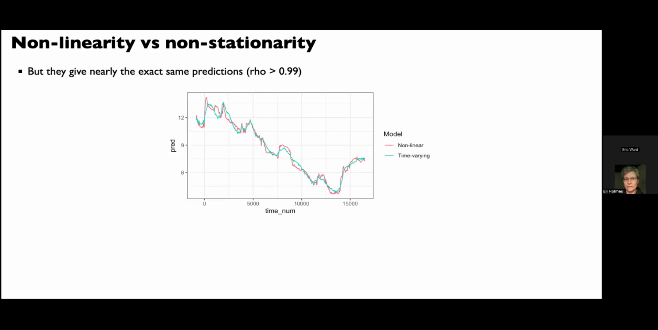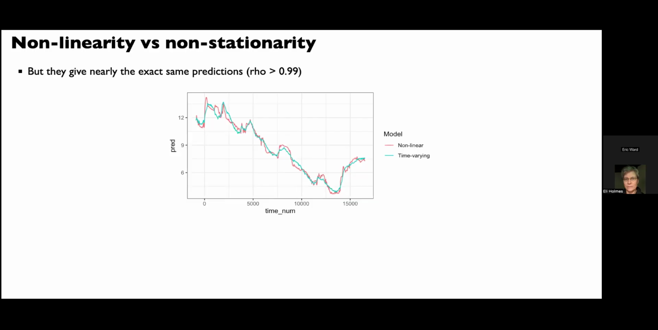In the blue one, this is akin to what Mark was talking about with the DLM, where we have this time varying slope, the effect of unemployment is varying over time. And these models give exactly the same predictions. They fit the data amazingly well. So the take home here is that nonlinear models and non-stationary models can do the exact same thing in terms of predictions to the data that we've got in hand.